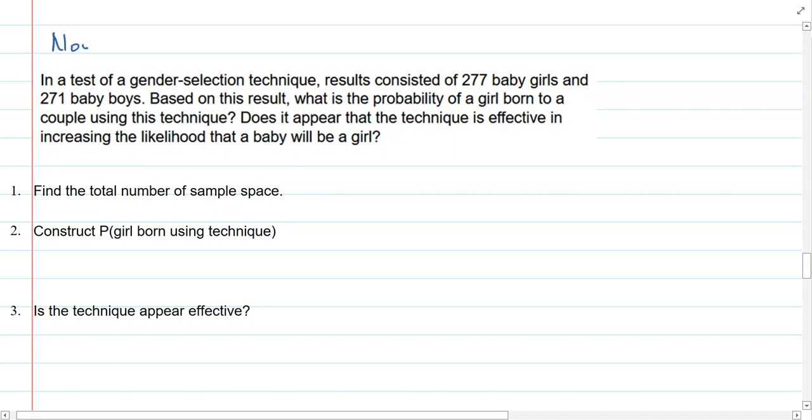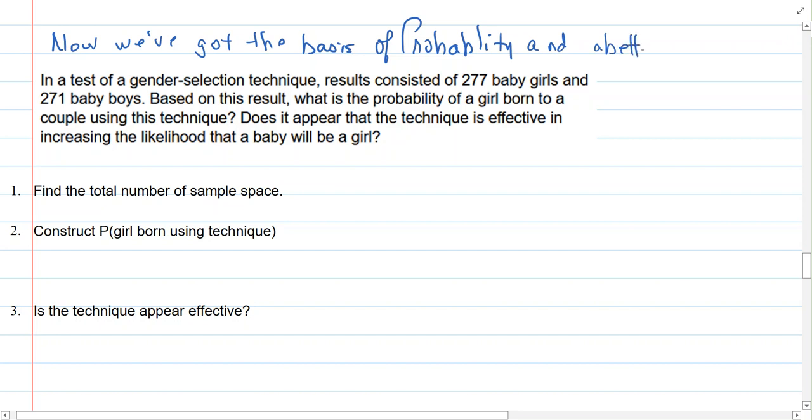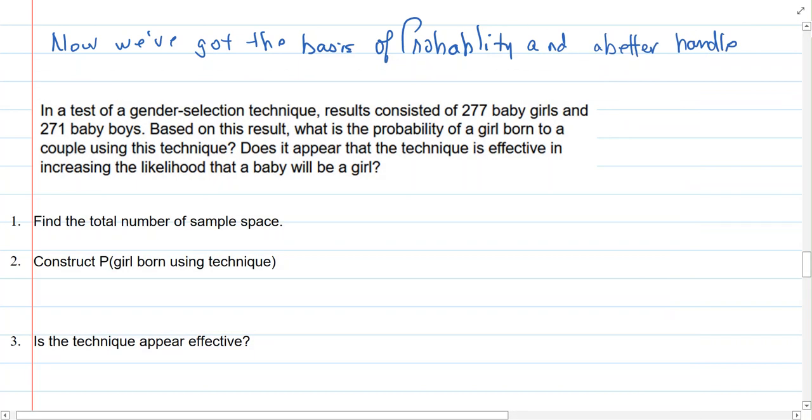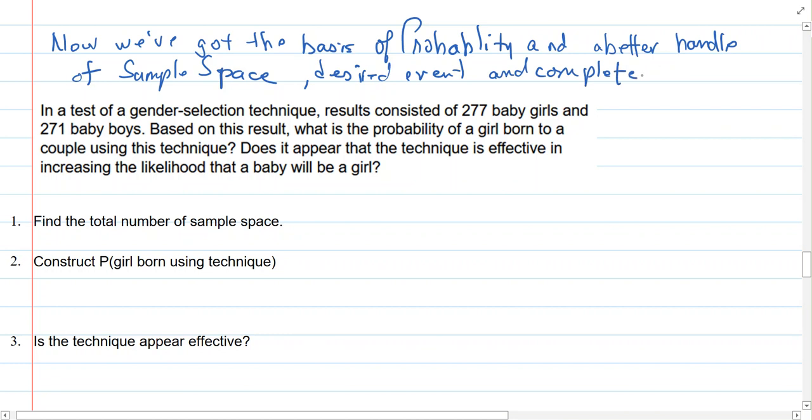Now that we've got the basis of probability and a better handle of sample space, desired event, and complement, let's do some examples in statistics.